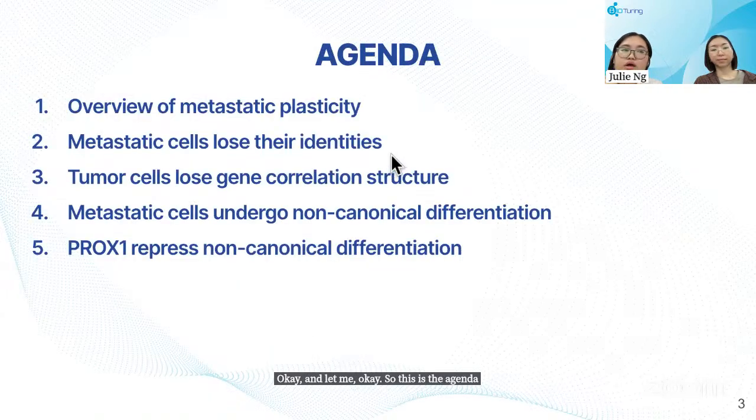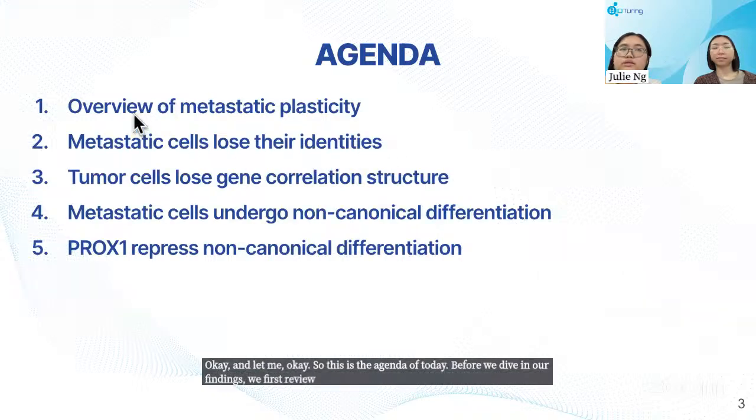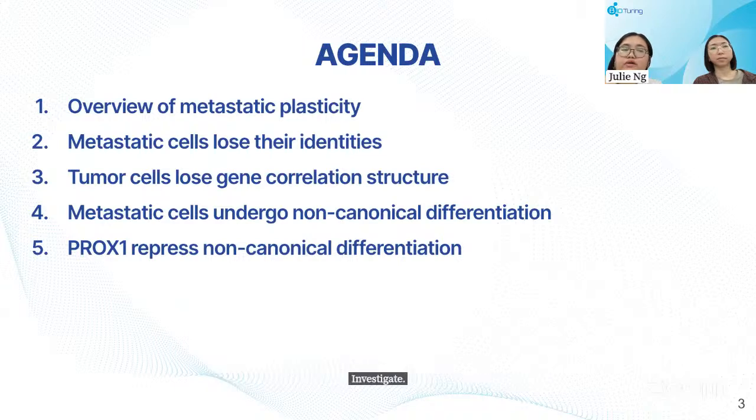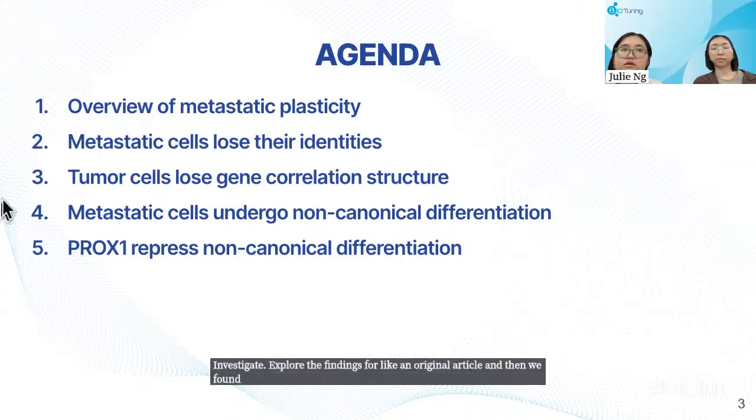Before we dive into our findings, we first give you an overview of what metastatic plasticity in colorectal cancer is, and then we use our database to investigate or explore the findings from an original article, and then we found four main findings here.